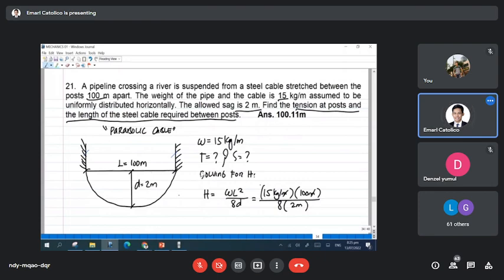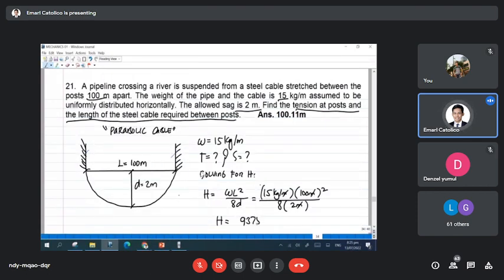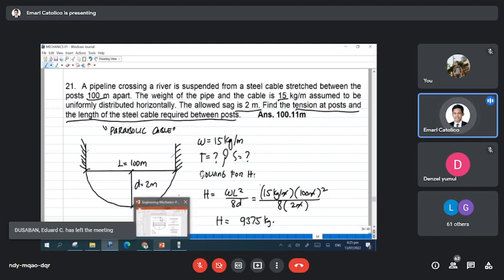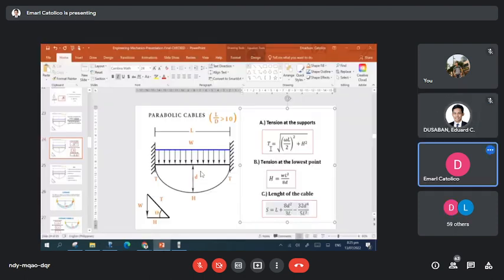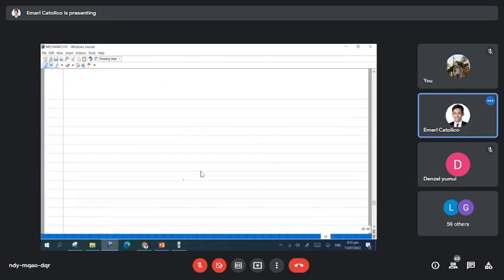Cancellation of units, so squared to. Yeah. Ang unit natin dito dapat ay kilogram. So 15, 100 squared over 16. Okay, so 9375. 9375 kilogram. Then kapag okay na yung H mo, makuha mo na si tension doon sa iyong parabolic cable, which is represented by Pythagorean theorem, square root of (omega L over 2) squared plus H squared. Okay? So T, tension is equals to square root of (omega L over 2) squared plus H squared.